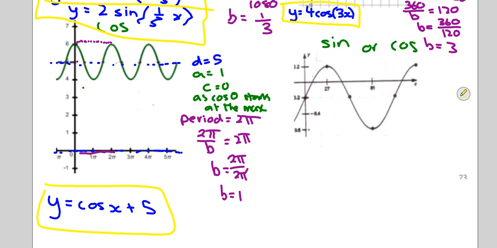It's not wrong if you wrote the ones, if you really want to write the ones, but it's just weird. So cos x plus 5, because we've got b equals 1, a equals 1. Like that. And it's a cos graph, and all that stuff.